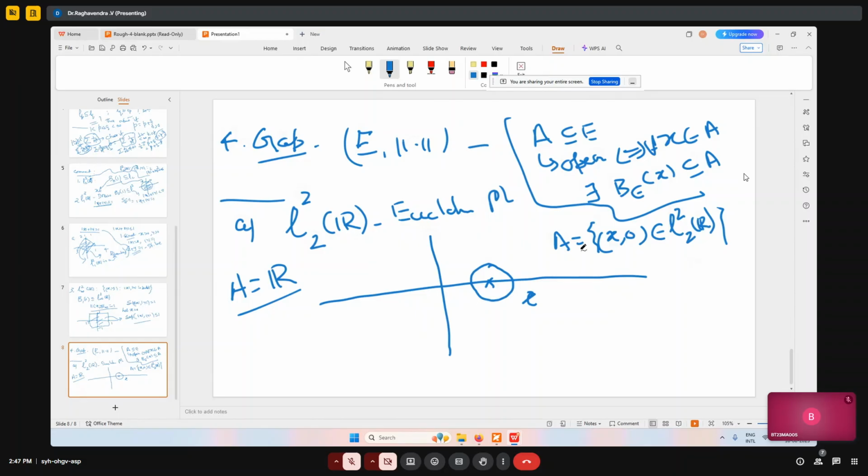Can you have a disk inside a line? Yes or no? See, this is one dimensional. No, the disk is 2 dimensional. How can a 2 dimensional thing sit in 1 dimension? You can't have a disk sitting in R. Clear or not? Therefore, this set is not open.